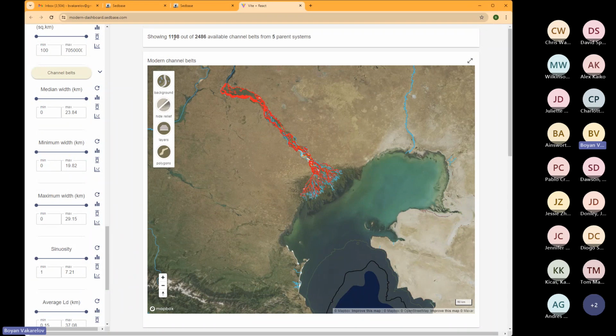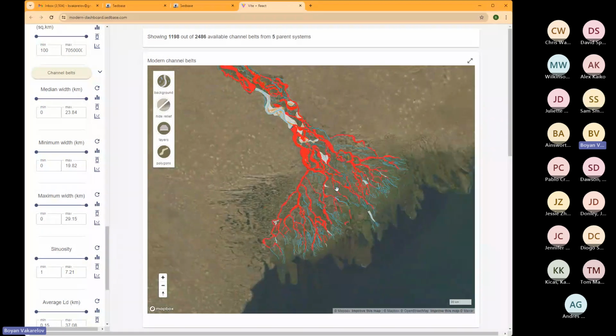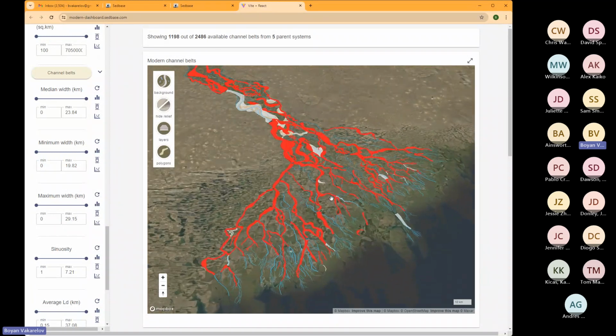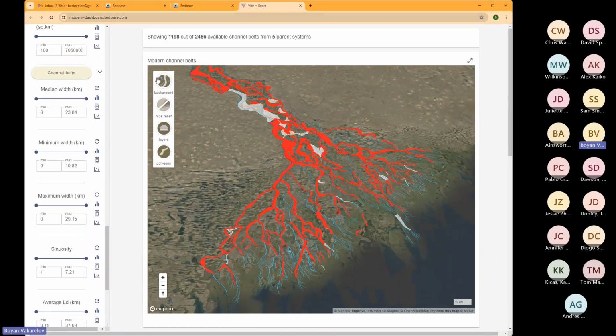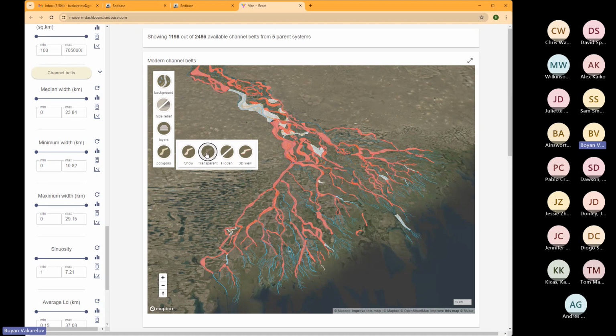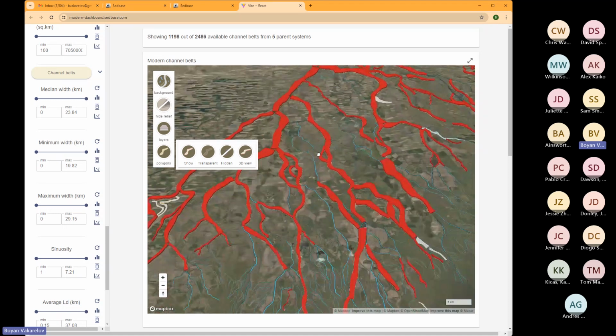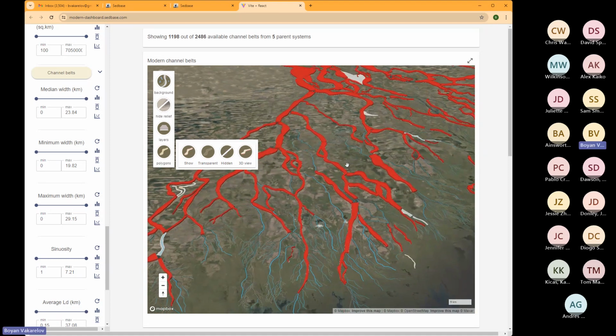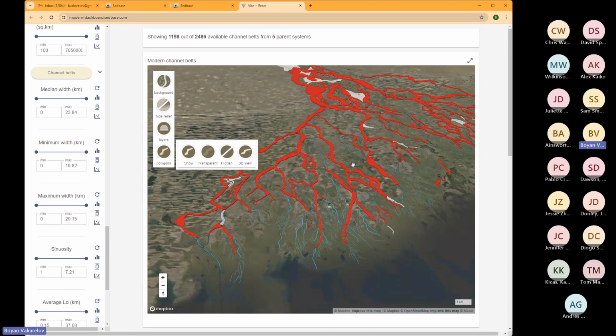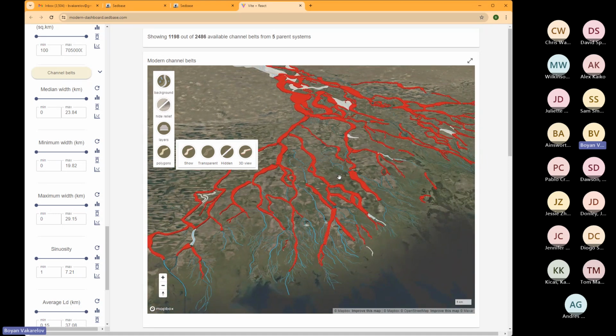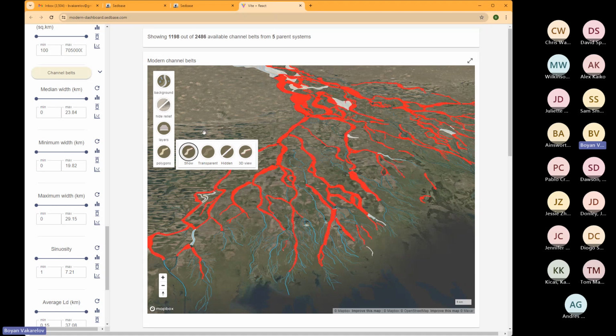Now we have just a bit over 1,000 channel belts under this category. We can zoom in. All of these are live maps. We can change all of the controls that we were discussing before, and make things less visible or invisible if we like. Another neat feature that was added is that you can make those things 3D for visualization. I find that it helps me think about channel belts as three-dimensional geobodies versus just a polygon on a map. Again, you can toggle those on and off.